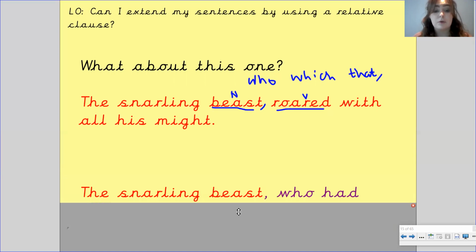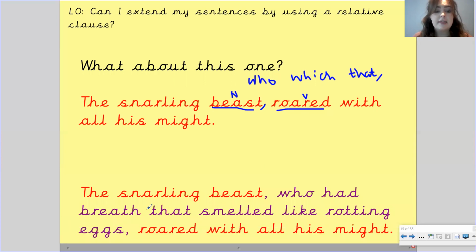Great work. Okay, so you could have had something like, the snarling beast who had breath that smelled like rotting eggs roared with all his might. Remember, your relative clause is a sentence that can't stand alone. So if you went up to someone and said, who had breath that smelled like rotting eggs, that wouldn't make any sense at all. And that's what makes it a relative clause.